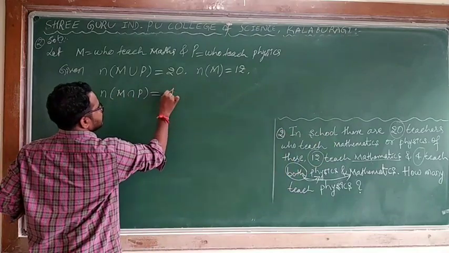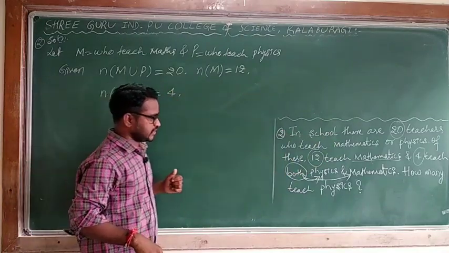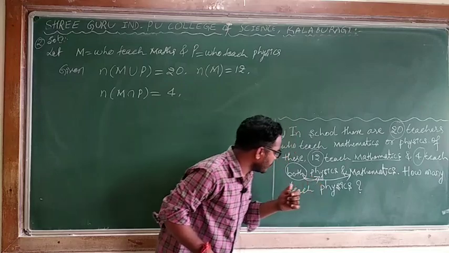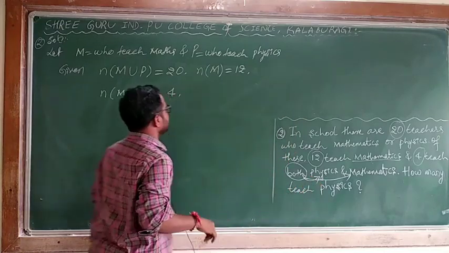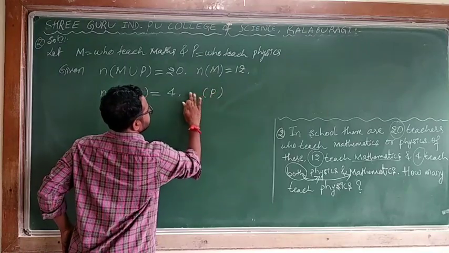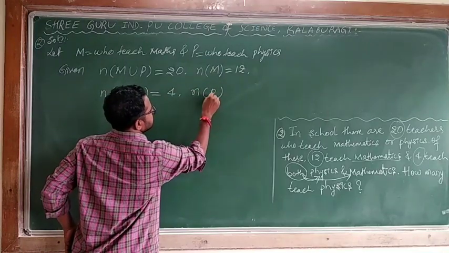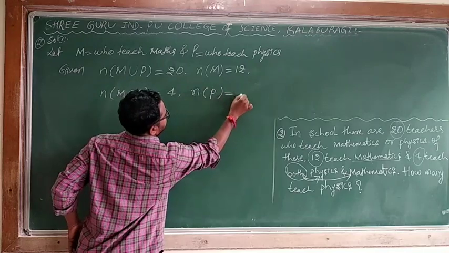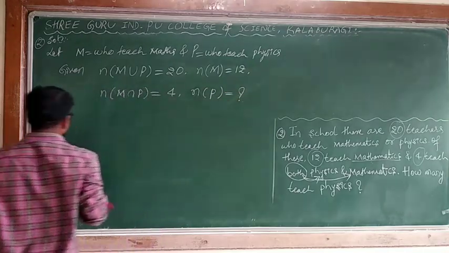Yes, what is the required thing? How many teach physics? The number of members who teach physics can be taken as N of P. This is the question mark, the required thing.